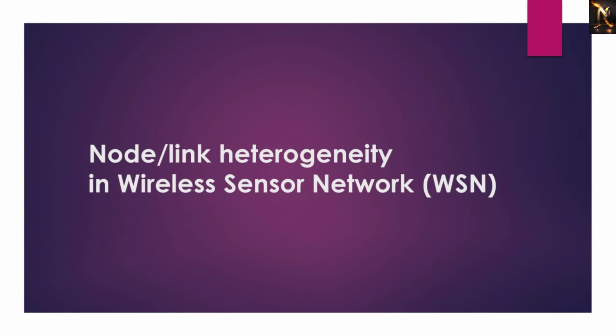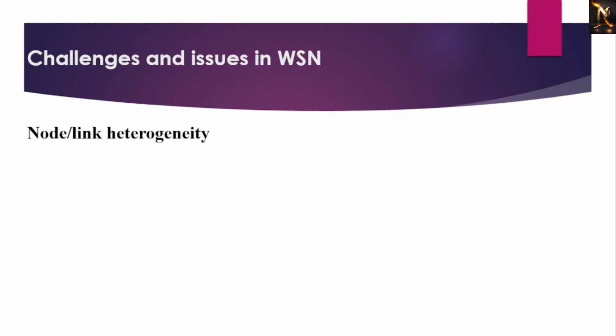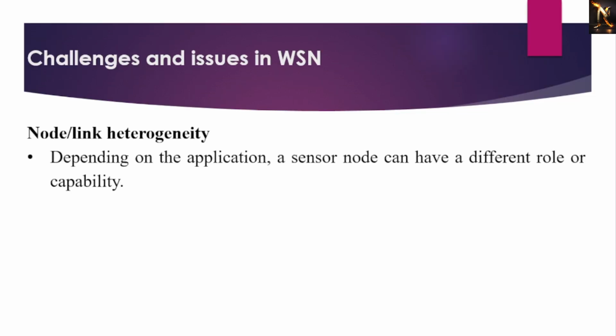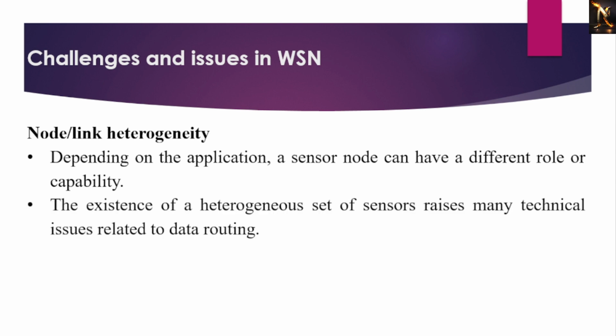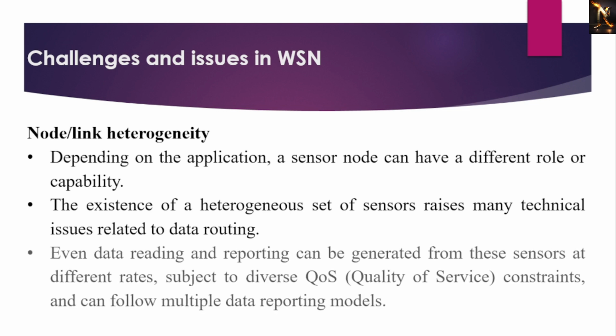In case of node-linked heterogeneity, based on the application, a sensor node may assume varying roles or possess different capabilities. The presence of a diverse set of sensors introduces numerous technical challenges related to data routing. Additionally, data reading and reporting from these sensors can occur at different rates, adhering to various quality of service (QoS) constraints and adopting multiple data reporting models.